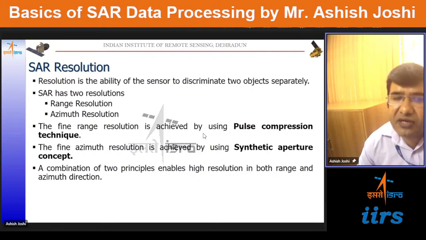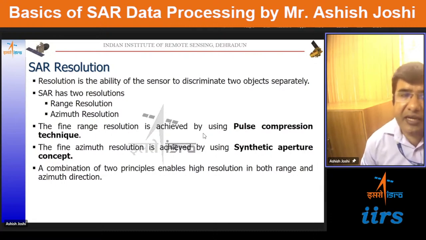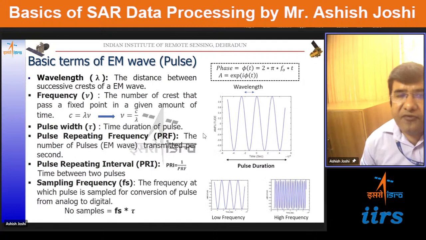Fine resolution in the range direction is obtained with the pulse compression technique, and in the azimuth direction it is achieved by using the synthetic aperture concept. The combination of these two principles enables high resolution in both the range and azimuth directions. So in SAR, we have two resolutions, range resolution and azimuth resolution.